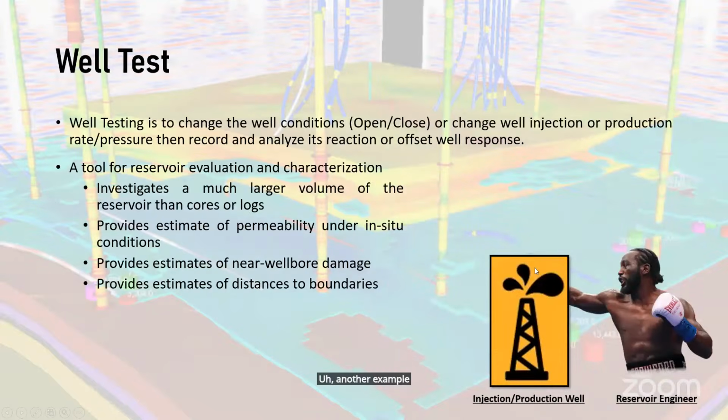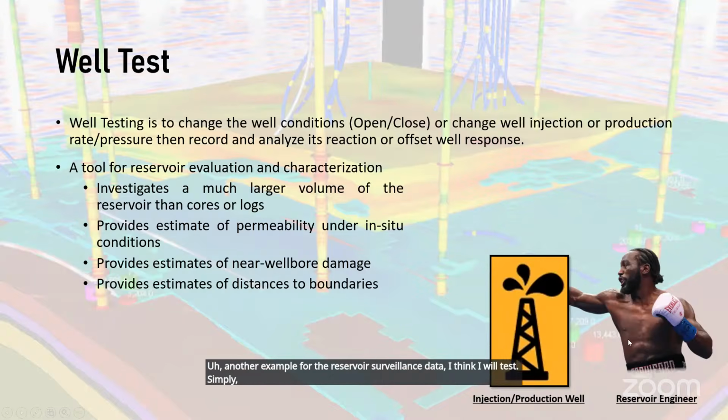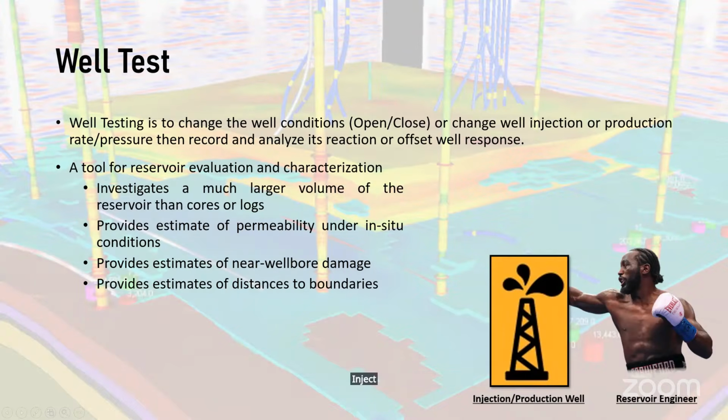Another example for the reservoir surveillance data is the well test. Simply, what is the well test? A well test is when you have an injection or a production well, then you do some action and listen to the reaction of the well. For example, we have a producing well, you change the production rate, and let's monitor how the pressure will change.